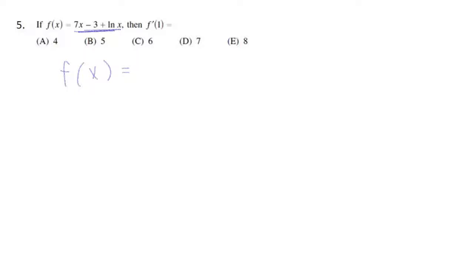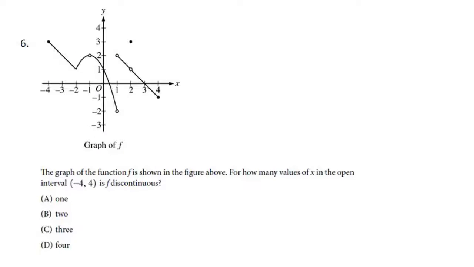So the derivative of 7x is 7. What's the derivative of 3? 0. And then plus, what's the derivative of the natural log of x? 1 over x. And now, oh, I didn't do my prime. So what is f prime at 1 equal to? 8. There's my answer. Okay, questions? All right, we'll keep it trucking then.